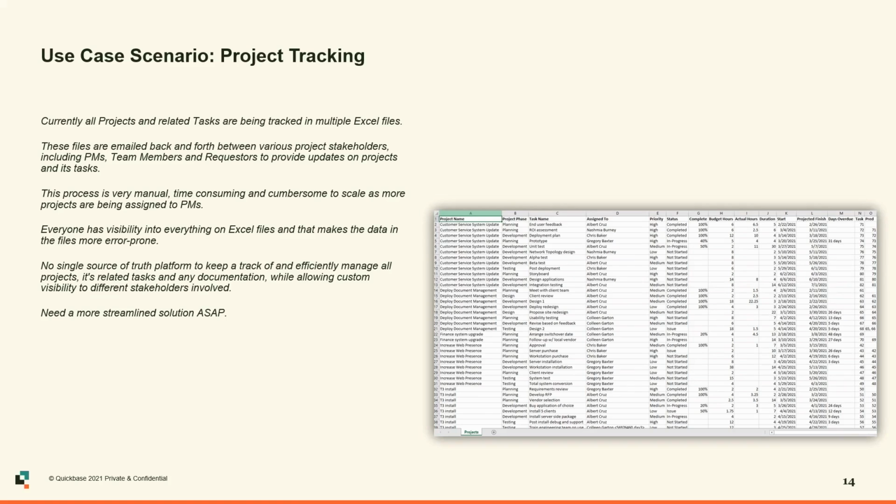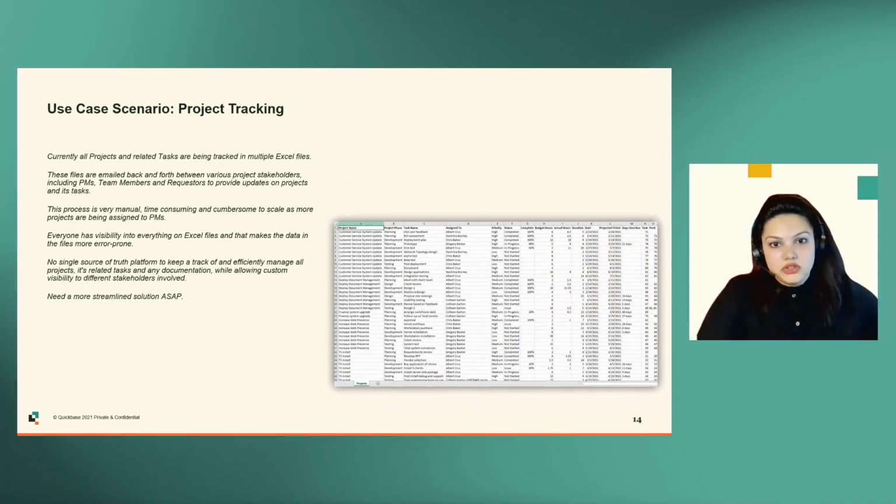There's no single source of truth platform to keep track of and efficiently manage all projects and its related tasks and any documentation, while also allowing for custom visibility to different stakeholders involved. So in this scenario, we're looking for a more streamlined solution, and we're looking for it ASAP. You can see that example of a spreadsheet on my slide. You can see how all the project names, the different tasks associated with those projects, everything is on one single spreadsheet. There's nothing that's broken down, and visibility is getting harder as more projects are being assigned to project managers.